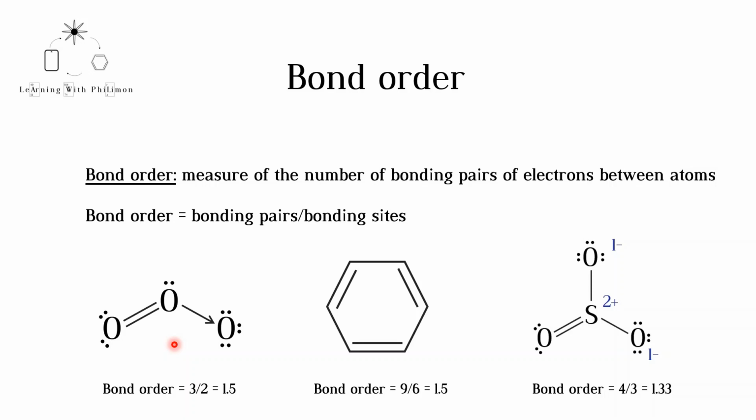In benzene, there are electrons delocalized throughout the whole structure, so we need to consider all the carbon-carbon bonding pairs. There are 9 bonding pairs and 6 bonding sites. The bond order is 9/6 or 1.5, like in ozone. The X-ray diffraction pattern of benzene proves that the carbon-to-carbon bond lengths in benzene are an intermediate between a single and a double bond. In sulfur trioxide, there are 4 bonding pairs and 3 bonding sites. The bond order is 4/3 or 1.33. The sulfur-oxygen bonds are a bit shorter than single bonds.